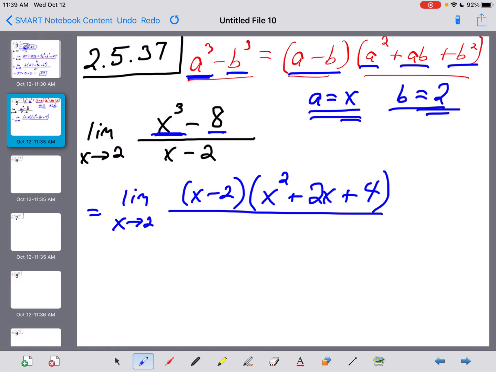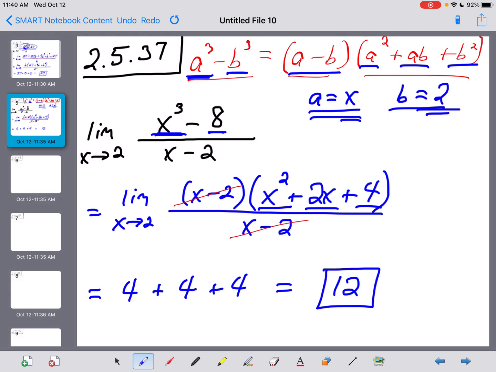The denominator, x minus 2, does not cancel. That's a prime binomial, but I'm sure by now you guys realized what happened. The x minus 2 on top and the x minus 2 on bottom cancel out, which means that plug and chug will work now because our denominator is just 1. So 2 squared is going to give us a 4. Plus 2 times 2 is going to give us another 4, and as luck would have it, plus a third 4 is going to get us our final answer for this limit problem of 12.